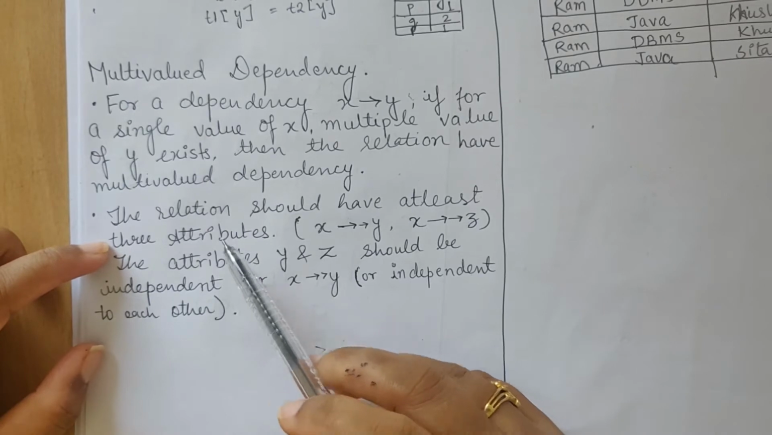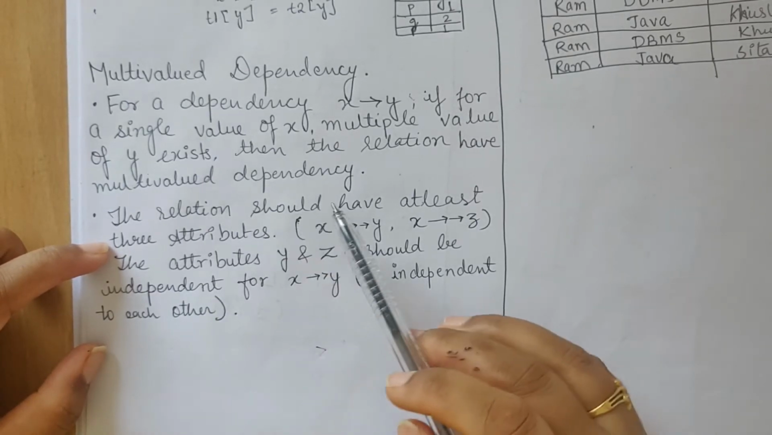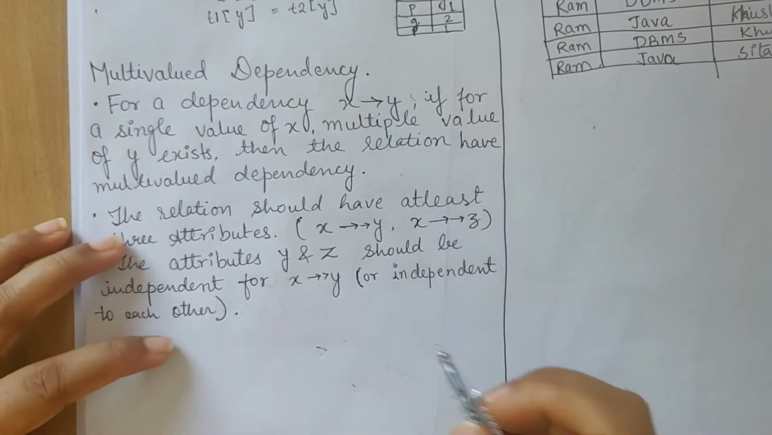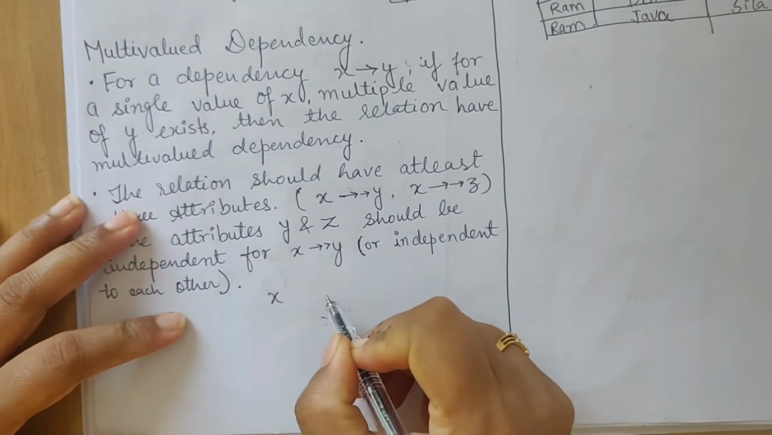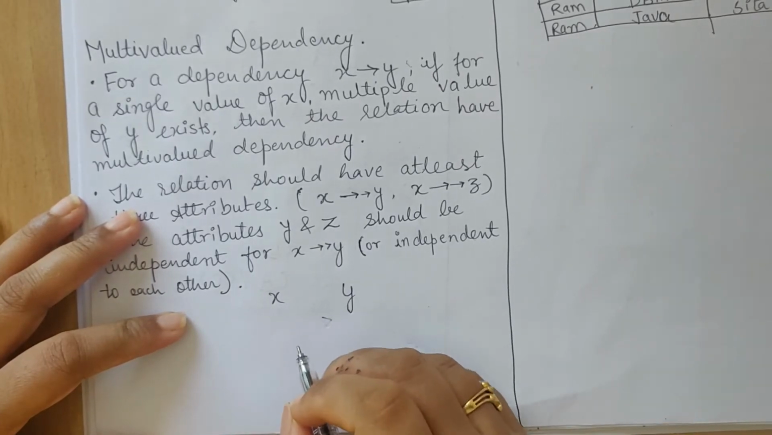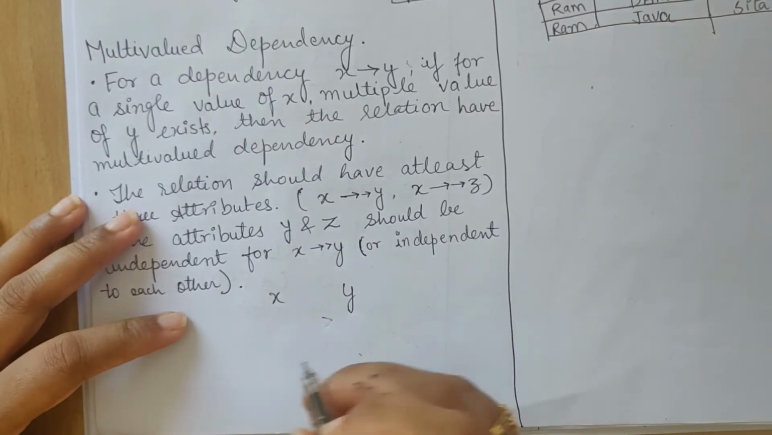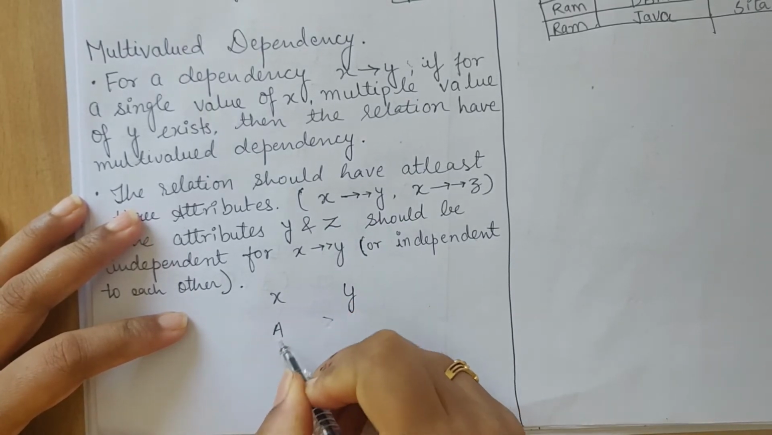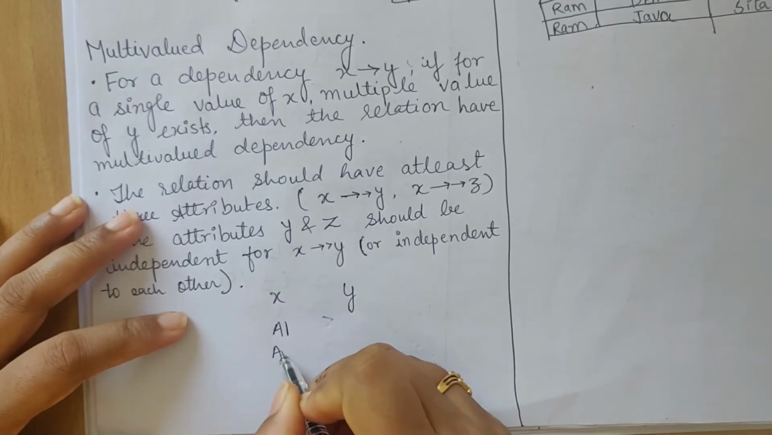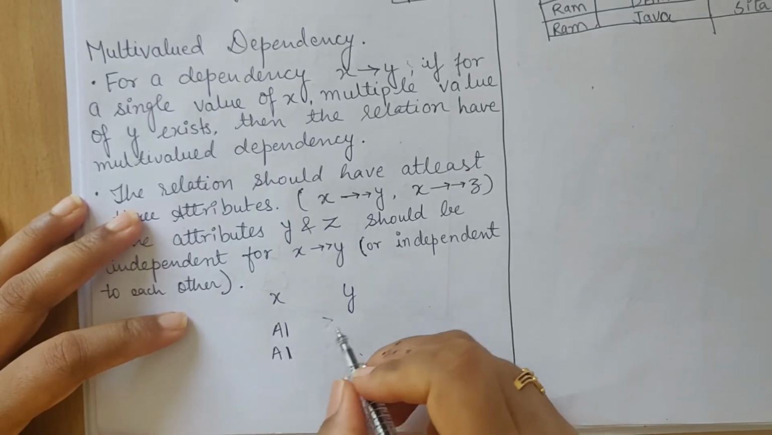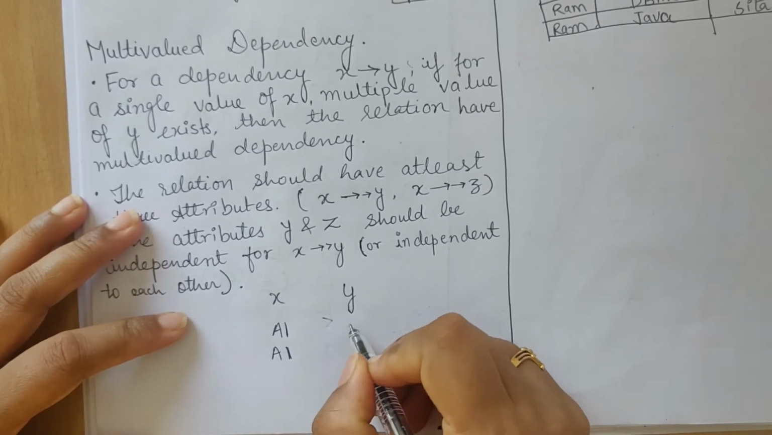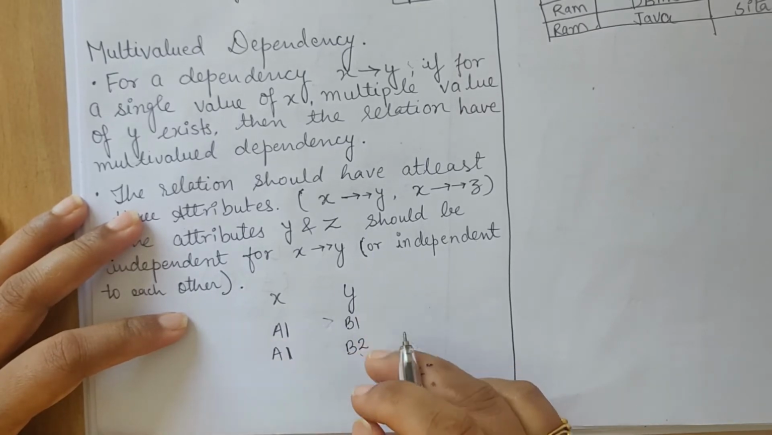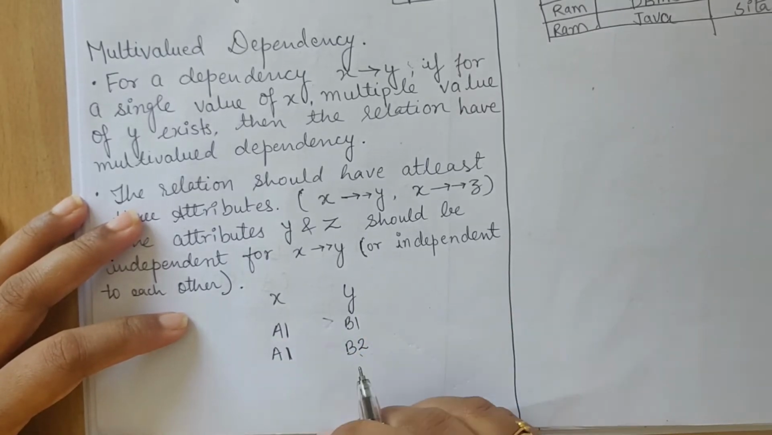So what is the second condition? In a relation, the relation should have at least 3 attributes. If I am having only two columns, X and Y, and here I am having a multi-valued dependency, for example X is A1, and here I am having multiple values for A1, for example B1, B2. So for this A1 I am having two values of Y, then there is no problem.